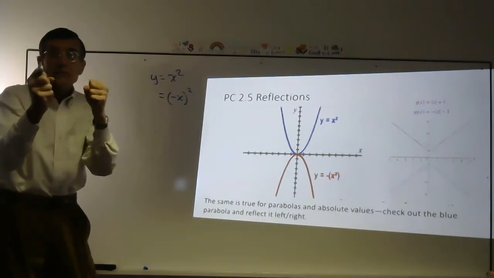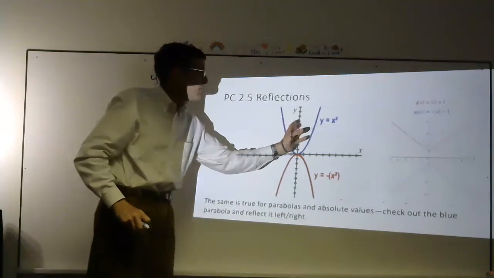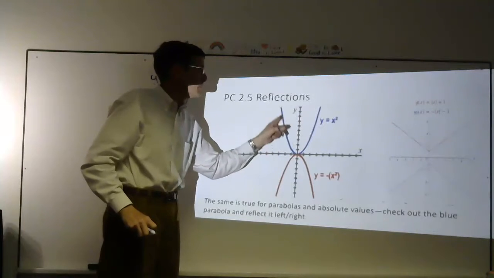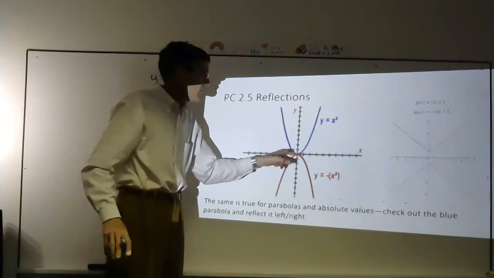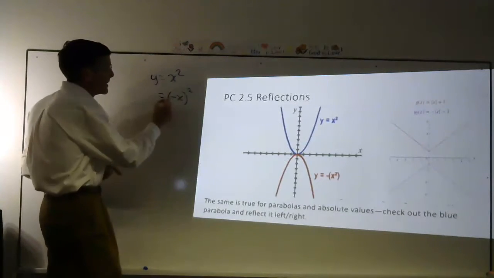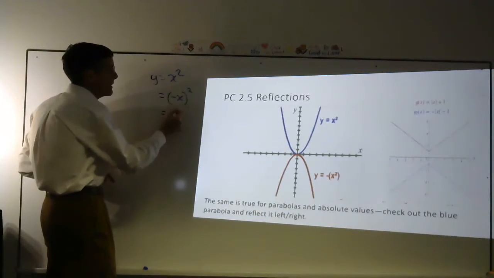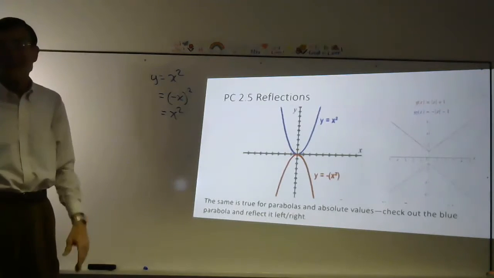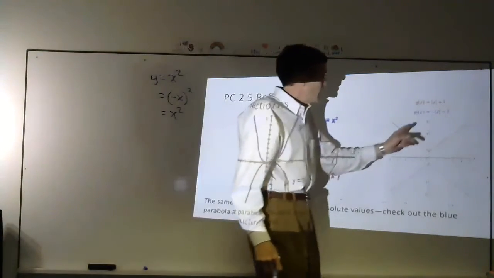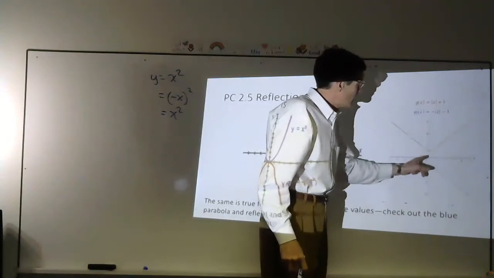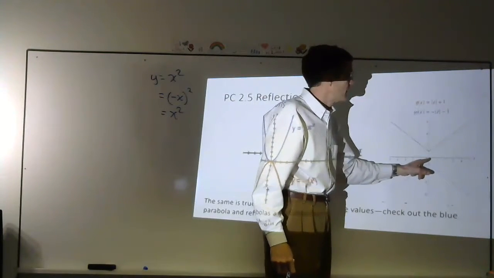With the x, it's going to flip it left and right. Flip it left and right, it's going to look precisely like this. That's weird. It's going to look precisely like that. And yes, because a negative squared is a positive, it's exactly the same thing. Pretty cool. We know our basic absolute value function hits at 0.